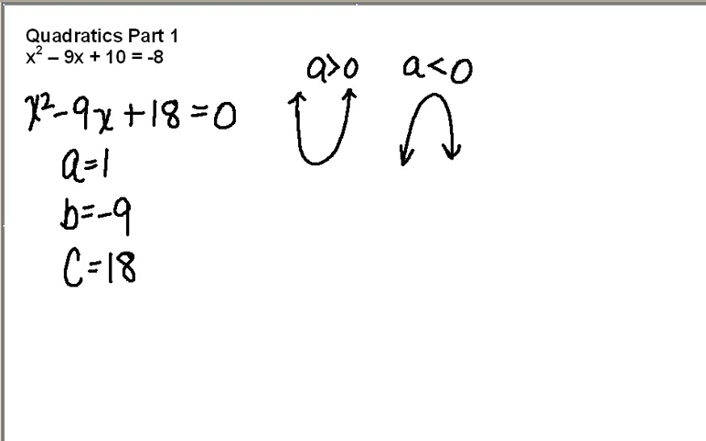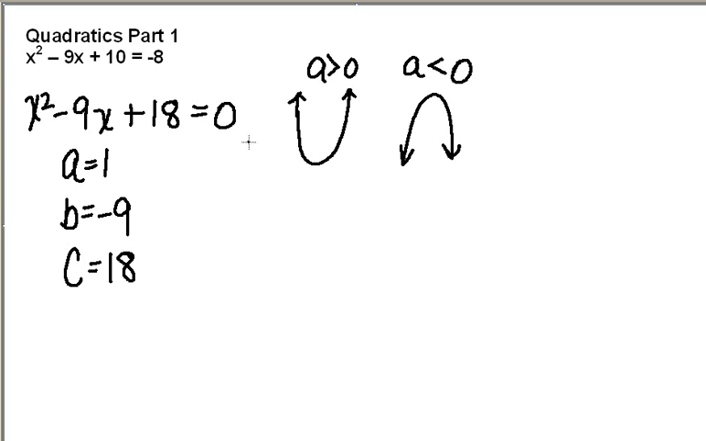Welcome to our second video in a series of videos exploring the exciting world of quadratics. In our first video, we learned that our first step is always to get our quadratic equal to 0. We learned how to define the coefficients. A is the coefficient in front of the x squared term. B is the coefficient in front of the x term, which in this case is -9. And C is our constant, in this case 18, once we get it equal to 0.